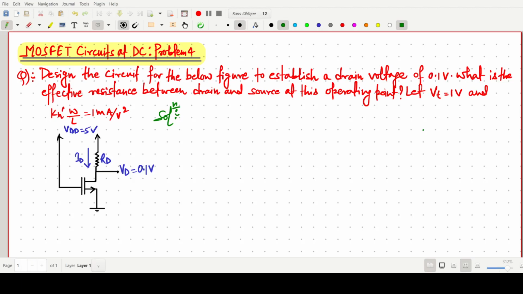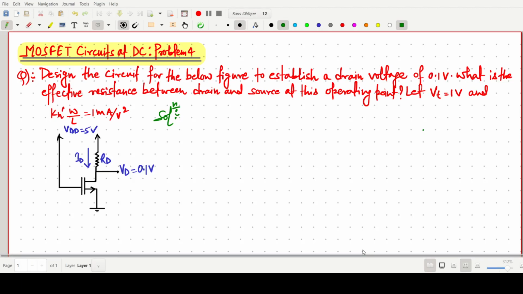Welcome everyone. In this video lecture, we will solve a problem which is basically MOSFET circuits at DC. It is from the Microelectronics Circuits book. So the question is: design the circuit for the below figure.